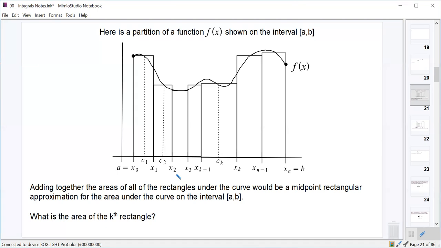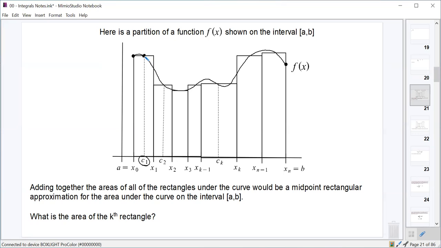But all we've done here is drawn a bunch of subintervals. And at the midpoint of each of those subintervals, we've drawn a rectangle with a height that stretches up to the function at the midpoint of that subinterval. So, for example, c sub 1 right here represents the midpoint between x naught and x1, and we've drawn a line up to the function there at c sub 1, and we've got a rectangle. We've done the same across this entire thing from a to b.